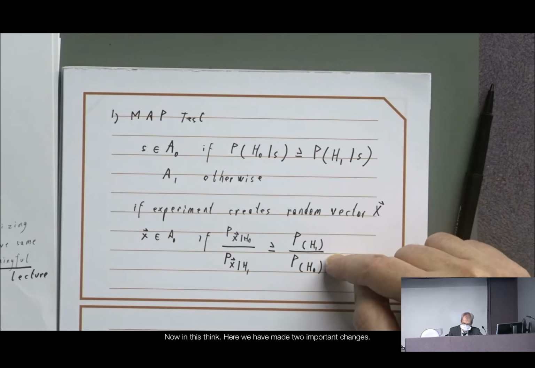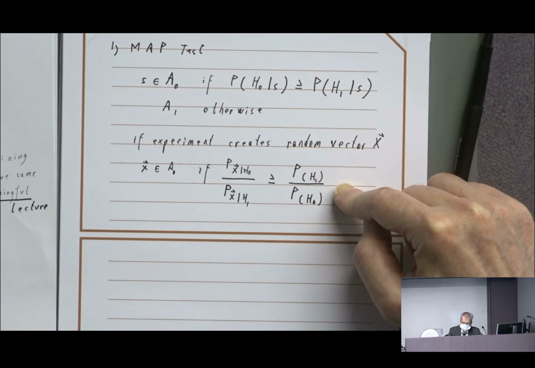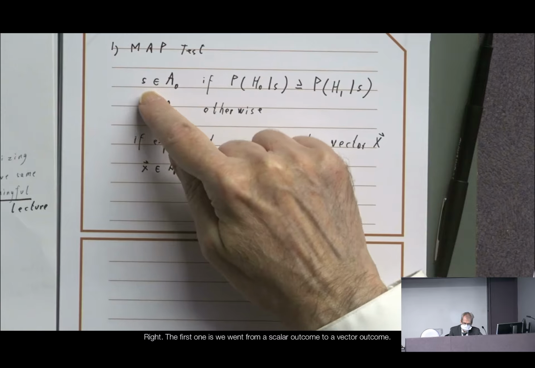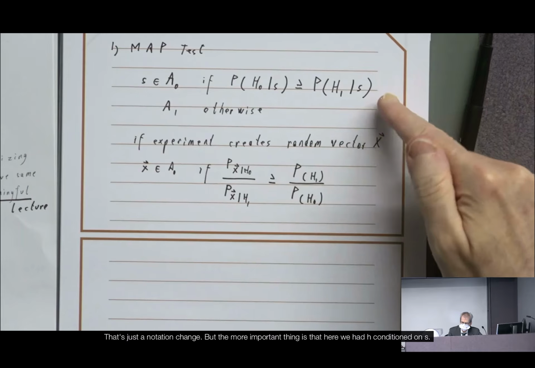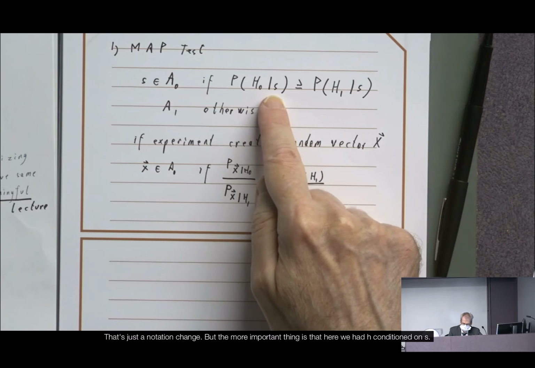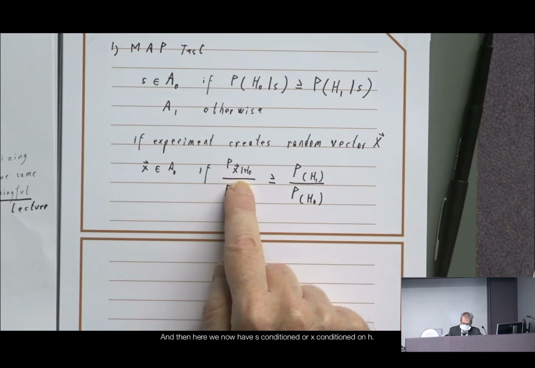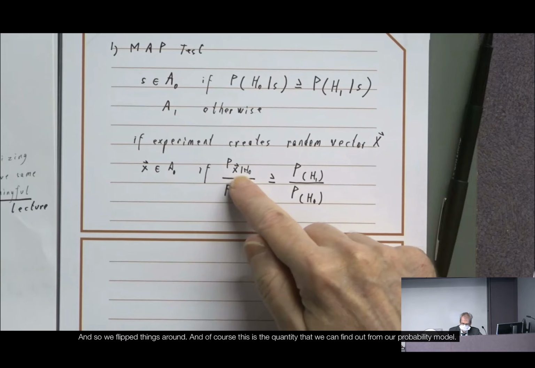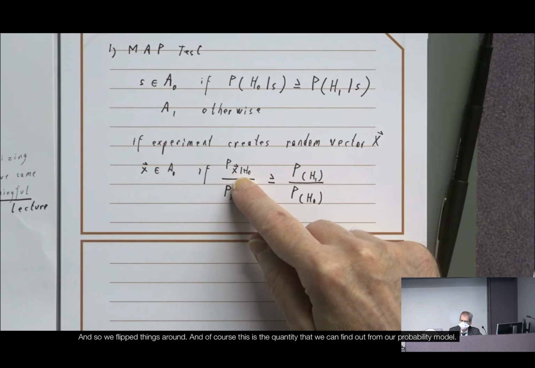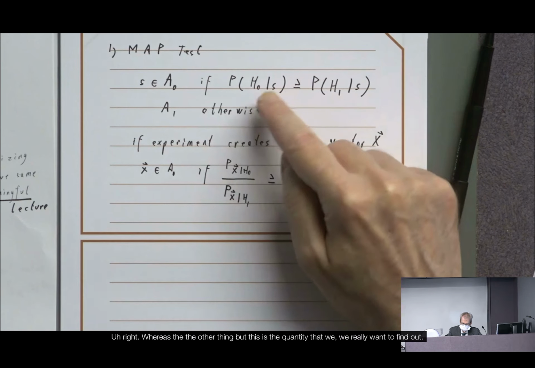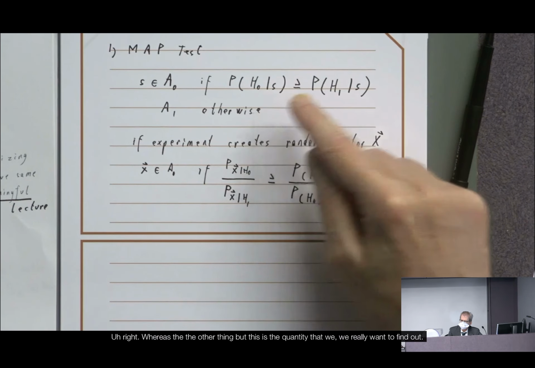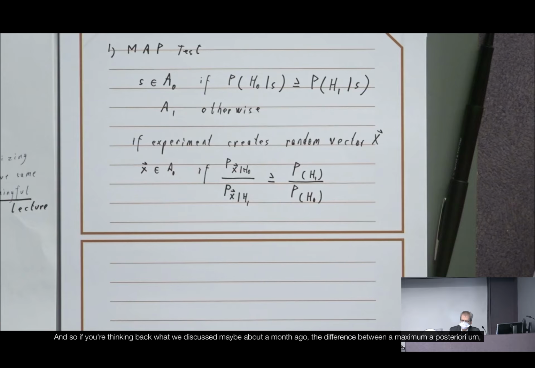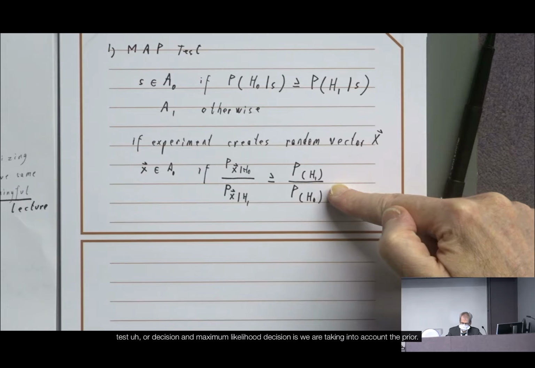Now, in this thing here, we have made two important changes. The first one is we went from a scalar outcome to a vector outcome. That's just a notation change. But the more important thing is that here we had H conditioned on S, and here we now have X conditioned on H. And so we flipped things around. And of course, this is the quantity that we can find out from our probability model, whereas the other is the quantity that we really want to find out. And so if you're thinking back to what we discussed maybe about a month ago, the difference between a maximum a posteriori test or decision and a maximum likelihood decision is that we are taking here into account the prior.